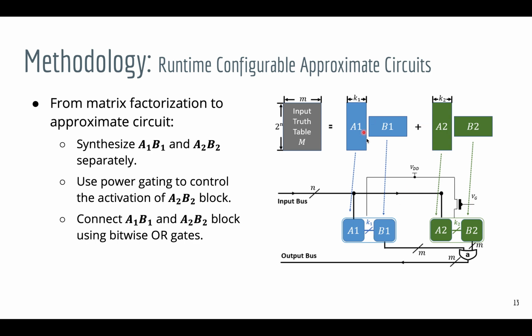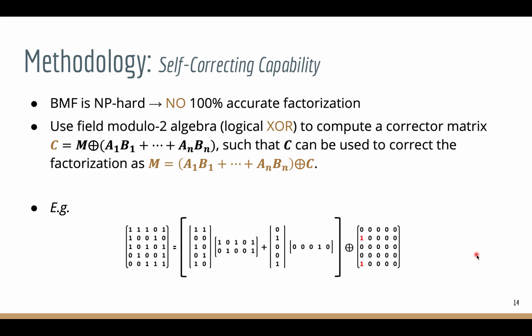Boolean matrices A1, B1, and A2, B2 are synthesized separately as shown in the diagram, using the methodology of approximate computing with Boolean matrix factorization. Power gating is used to control the activation of the A2, B2 block. To implement the addition algebra between two terms, bitwise OR gates are used to connect both blocks. For now, we managed to create a flexible approximate circuit with multiple accuracy levels.